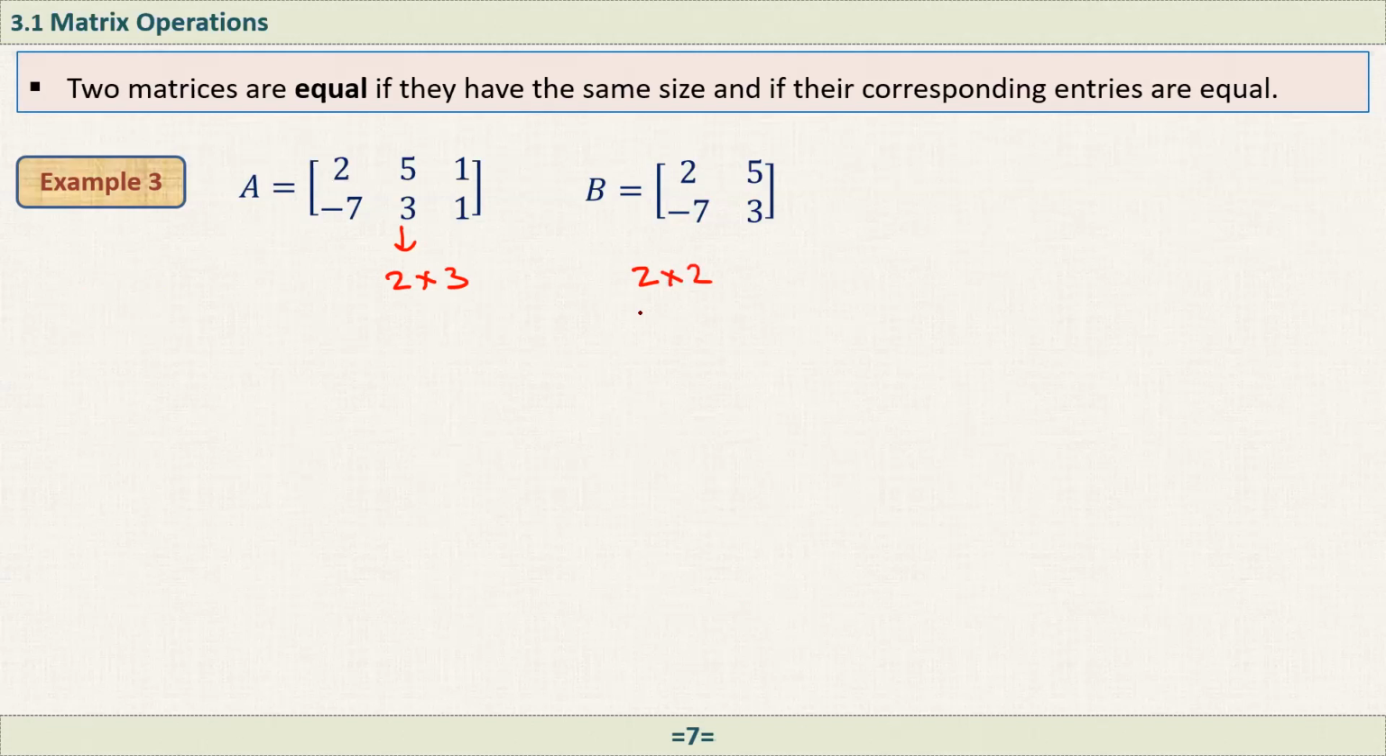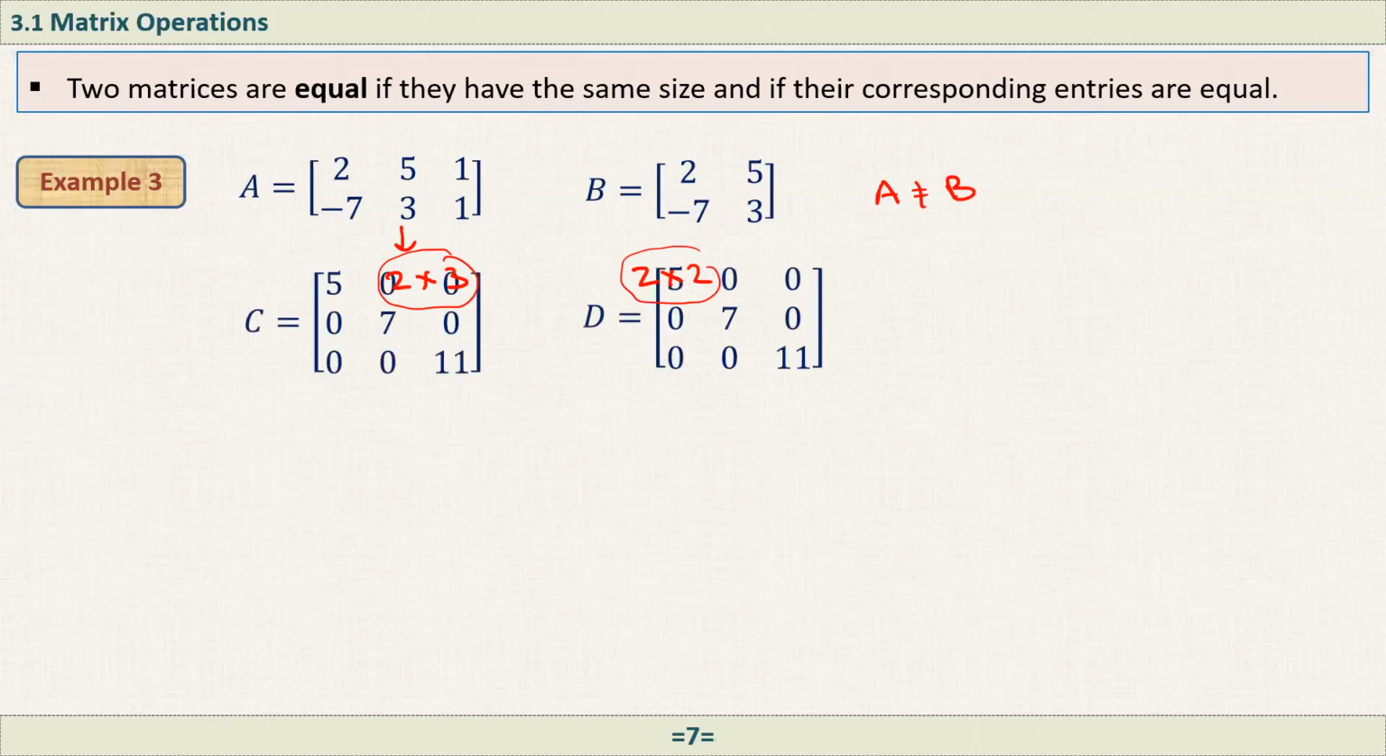For two matrices to be equal to each other, they must have the same size. See here, this one is a 2 by 3 matrix, right? And this one is a 2 by 2 matrix. That means that matrix A is not equal to matrix B. Another example, okay, I need to write this a bit down, just right here. This one is 2 by 3. This one is 2 by 2. So their dimensions or sizes are not the same. That means that these matrices are not equal.